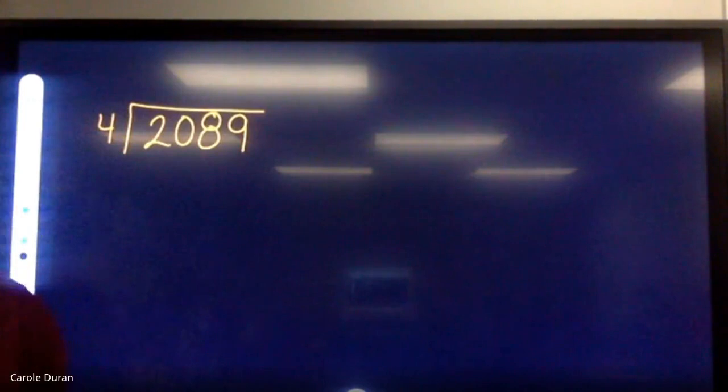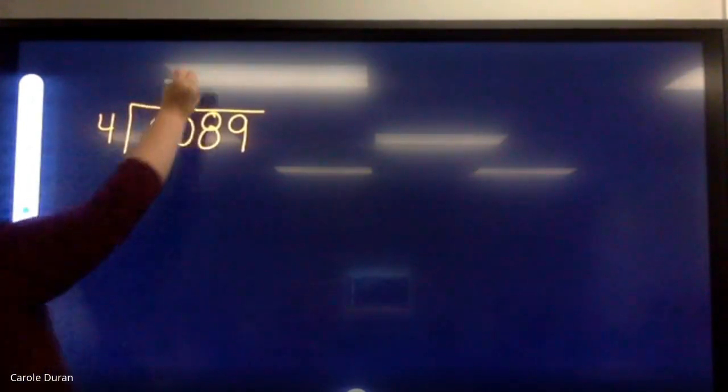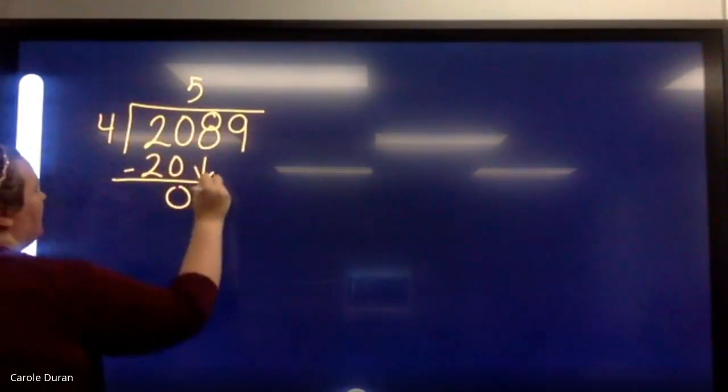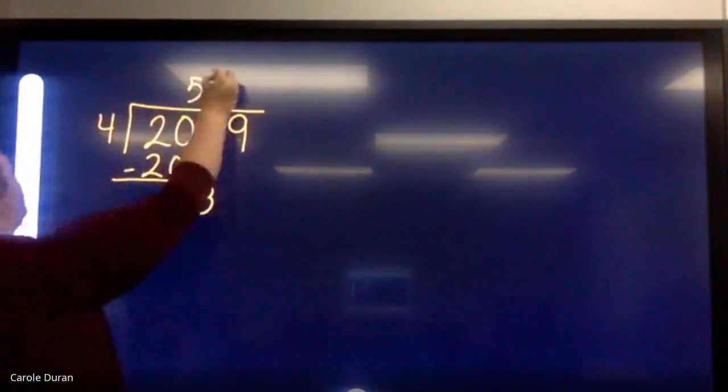Okay, next practice. Oh, are we practicing another one? We are going to practice another one. Yes. I think we got it. Good, because we're about to move into polynomials after this one. Okay, how many times does 4 go into 2? 0. How many times does 4 go into 20? 5 times 4 is 20. Drop down the 8. How many times does 4 go into 8? 2 times 4 is 8.